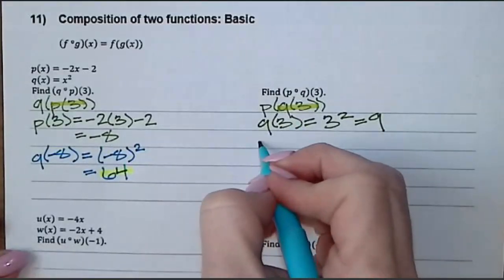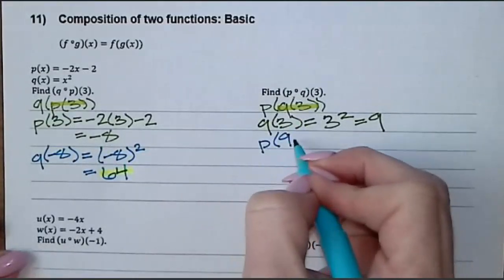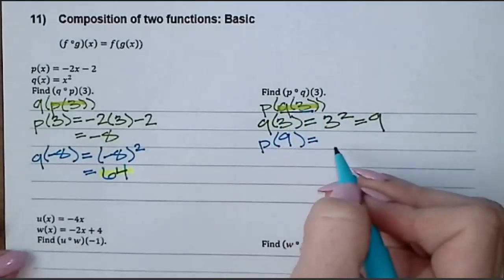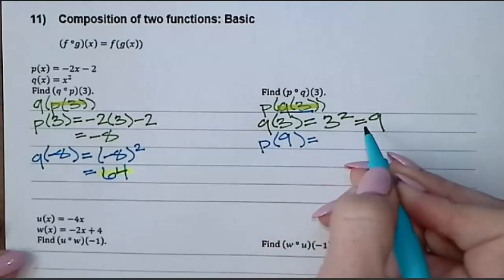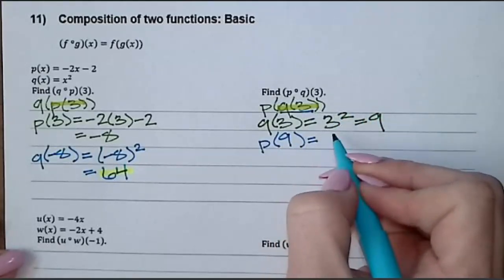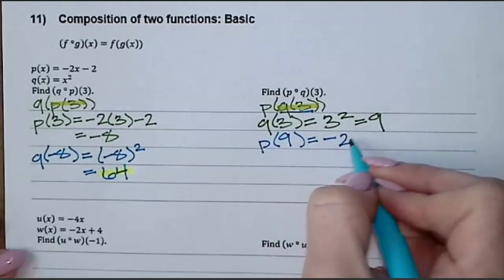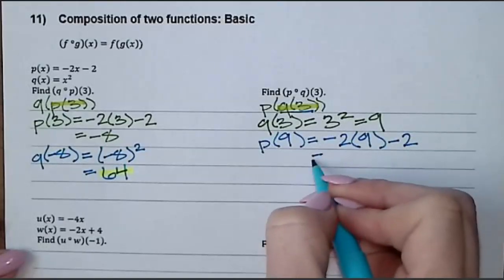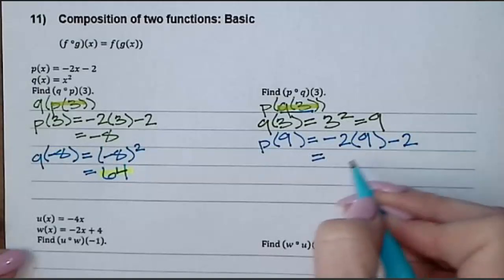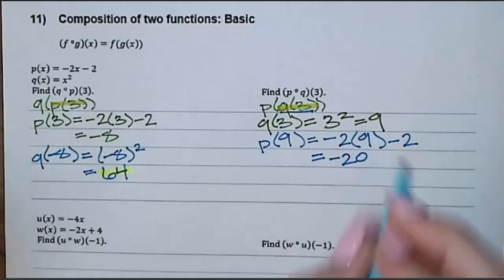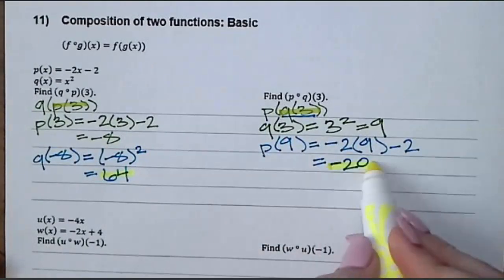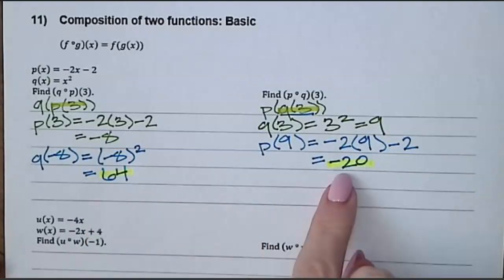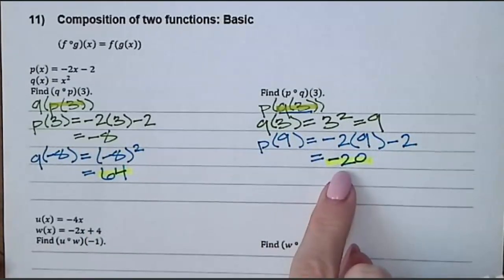Now I want to find P of 9, right? Because that's what Q of 3 is. I just replaced the Q of 3 with its value, which is 9. So finding P of 9, I go into P and replace every x with a 9. So negative 2 times 9 minus 2. Negative 2 times 9 is negative 18, minus 2 is negative 20. So my two answers here are Q of P of 3 is 64. P of Q of 3 is negative 20.